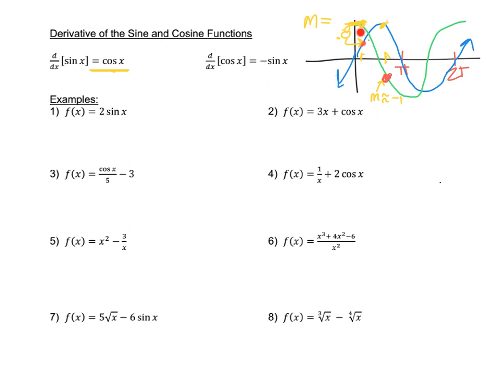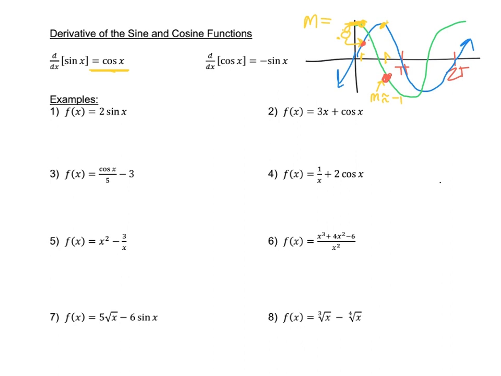I wanted you to see that visually it does work out. But you just have to remember that the derivative of sine is cosine, and the derivative of cosine is negative sine. So let's apply that here to some examples.